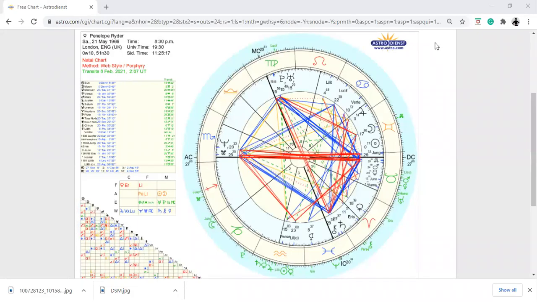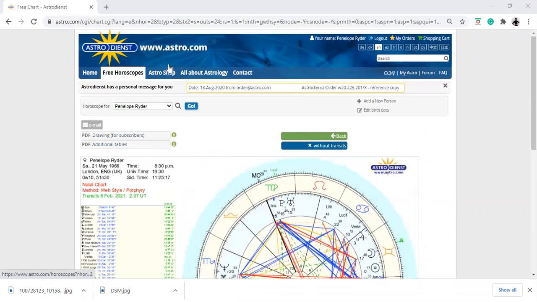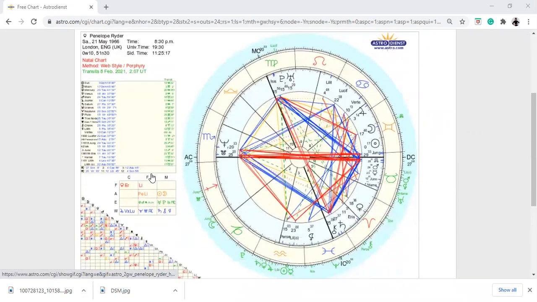What we're doing is looking firstly at my chart, and then we're going to look at the collective chart, which is the chart of today. And what I want you to be aware of, if you are new to astrology, then you can go to astro.com here, and you can put in your details and you'll get a chart like this.